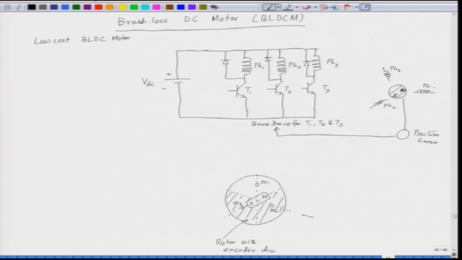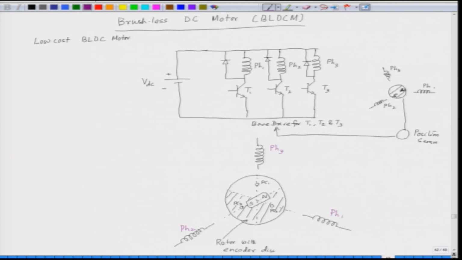So, we have 3 photocouplers PC1, PC2 and PC3 and the various phases are aligned like this. Let us say this is our phase A or phase 1 which is aligned here, and we have phase 2 which is aligned here, and we have phase 3 which is aligned at this point.